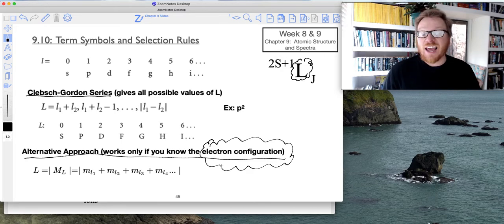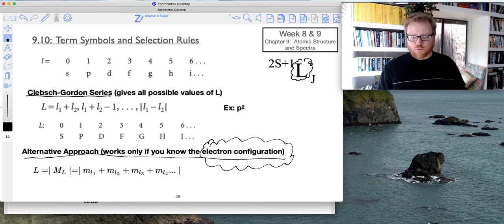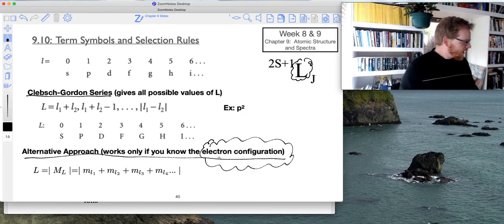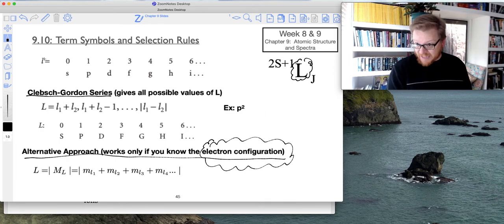And for ground states, that works just fine. This gets really difficult for excited states, okay? Getting the electron configuration of the excited state. But all the same, let's go for it. So we remember that lowercase l corresponds to any one electron. If it's 0, it's an S. If it's 1, it's a P. If it's a 2, it's a D, etc.